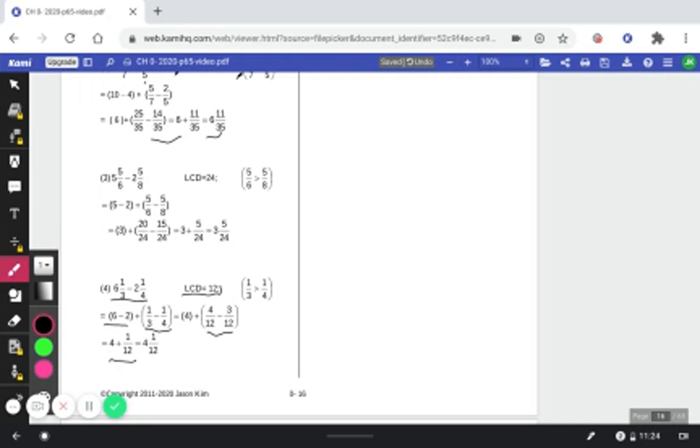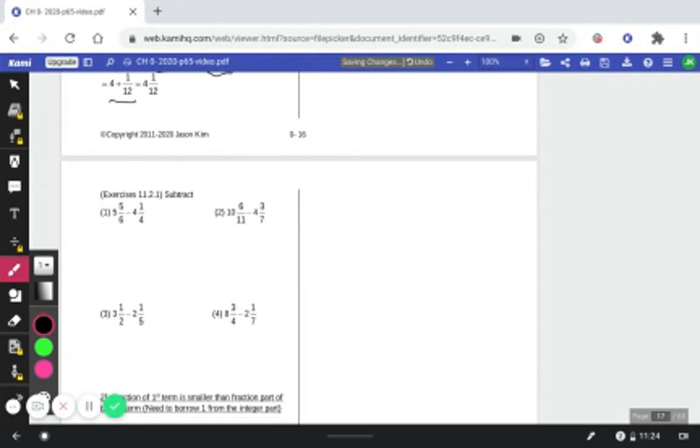Okay. So subtraction of fractions is very similar to addition of fractions when the first fraction is bigger than the second fraction. Now, how about exercises? Everybody pause the video and try these 4 exercises and check your answer with the solution and answer key at the bottom of each section. Pause the video now. Thank you.